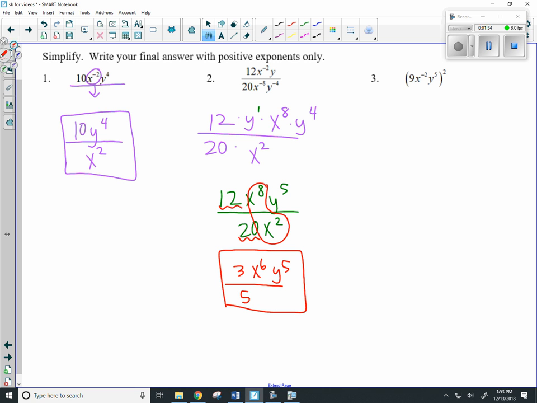Alright, for number 3, you want to make sure everything gets squared there. So 9 squared is 81. X to the negative 2nd squared, you'd multiply those exponents together to get x to the negative 4th. And y to the 10th. And this problem really becomes like number 1 was, where this is the only thing with a negative exponent, so it needs to move down. So 81 y to the 10th over x to the 4th.